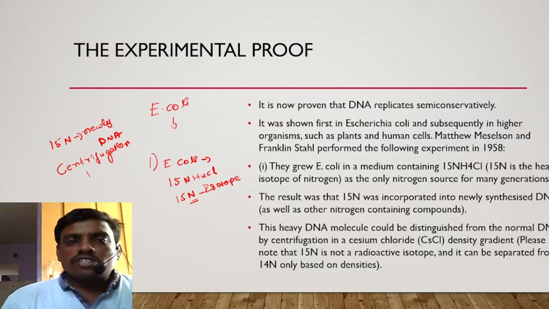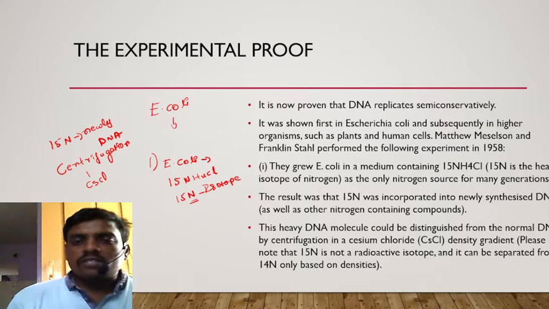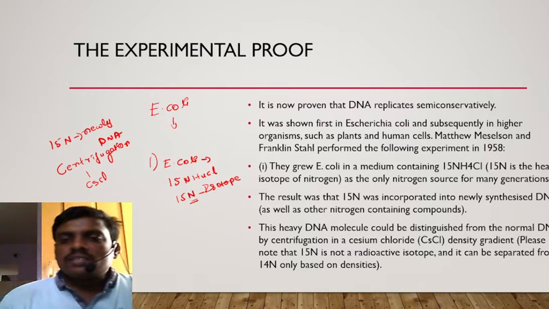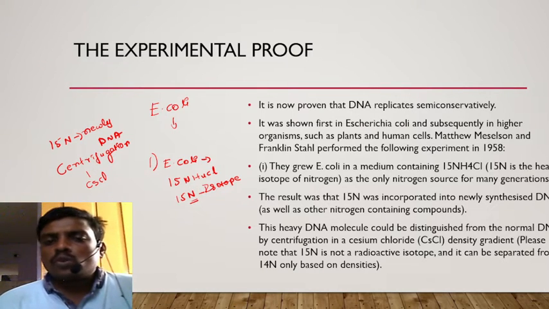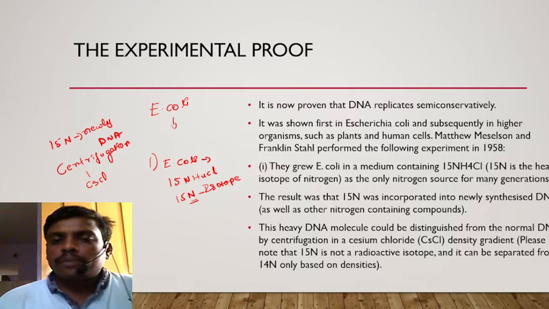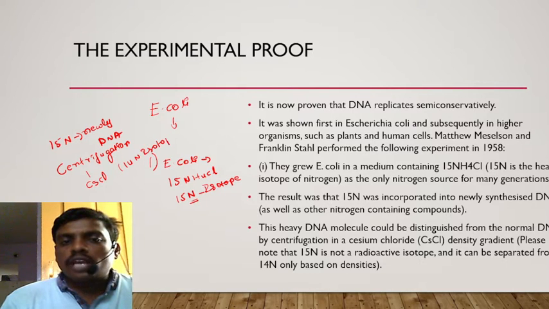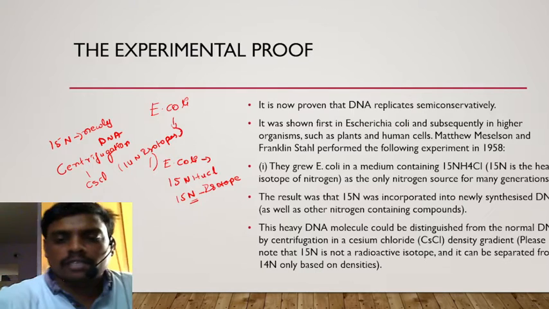Okay, this centrifugation was done in a cesium chloride medium where a density gradient is present. Okay, this density gradient is between... note that 15N is not a radioactive isotope. Okay, it can separate it from the 14N isotope. These isotopes help to detect the genetic material.